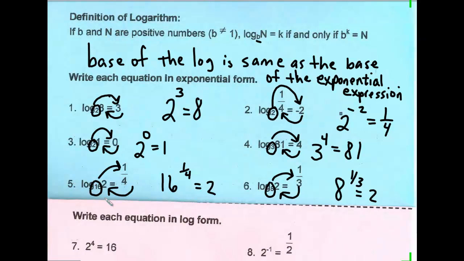On number 5, we get 16 raised to the 1/4 power equals 2. And this makes sense if we go back to an earlier unit where we have the base raised to power over root. Then we have 16 raised to power over root. And if we rewrote that, we get the 4th root of 16, which is equal to 2. So this makes sense. And on number 6, we get 8 to the 1/3 power equals 2, or the cube root of 8 equals 2.